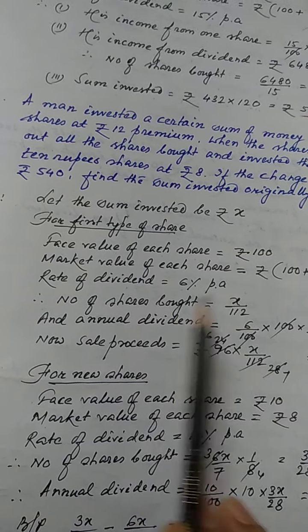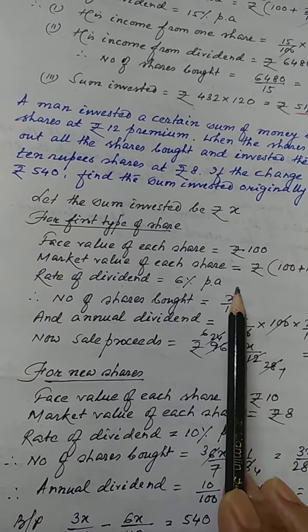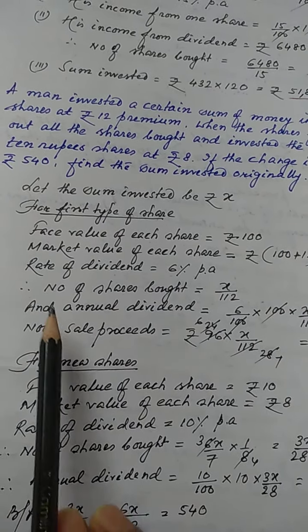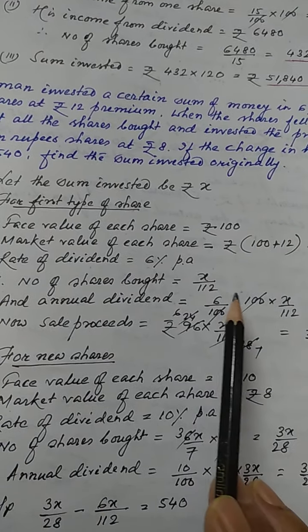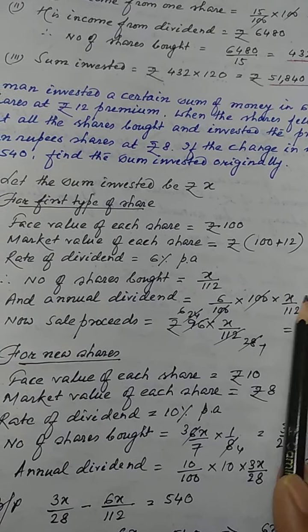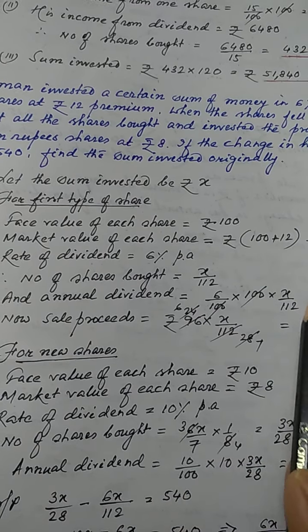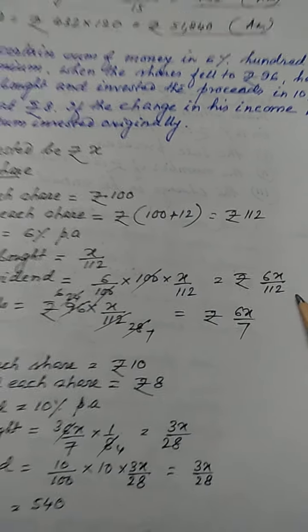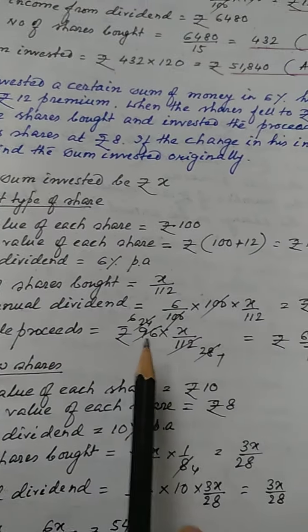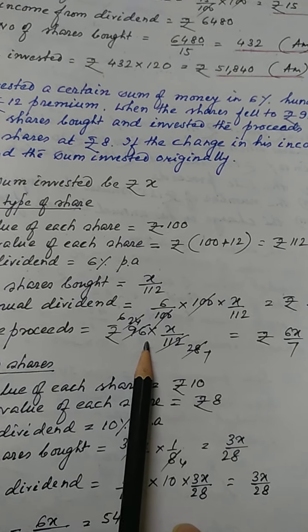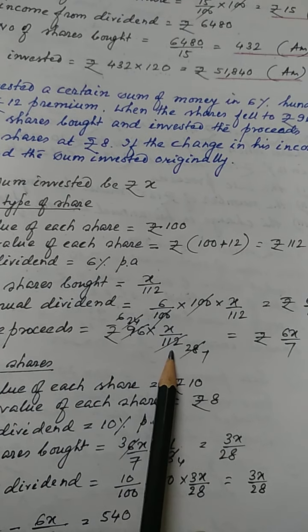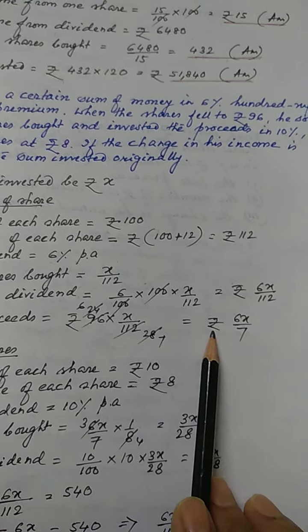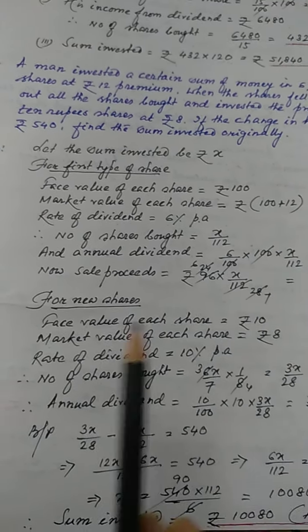Number of shares bought will be the total invested money divided by the market value of each share. So X by 112, and annual dividend will be 6% of face value into number of shares, 6 by 100 into 100 into X by 112, and solving it, it's coming 6X by 112. Now sale proceeds will be rupees 96 into X by 112, and solving it, it's coming rupees 6X by 7.